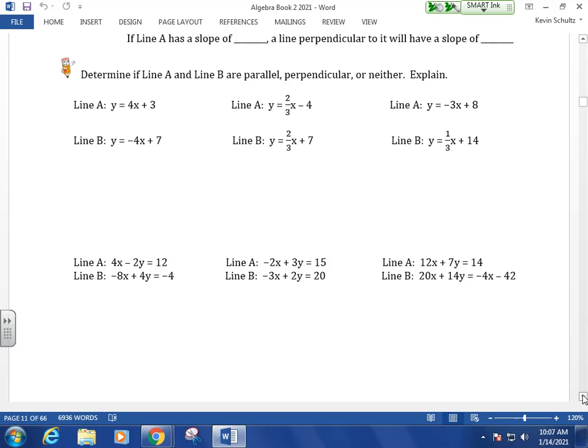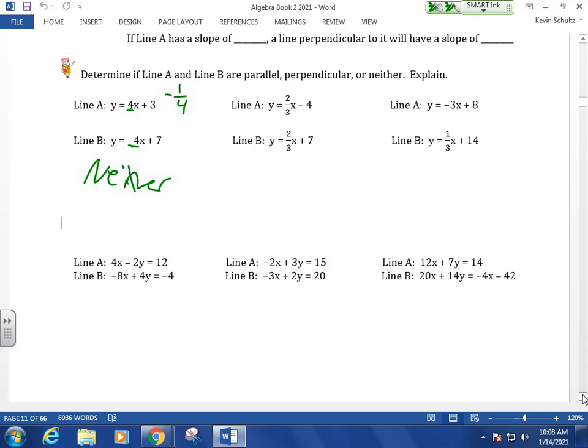And the reason why they are not parallel is because 4, what we're looking for here, is not the same as -4, right? They're not perpendicular, because even though we've got the opposite sign, we don't have that reciprocal part, right? A slope perpendicular to +4 would be -1/4, not -4. So this one, neither. Okay.